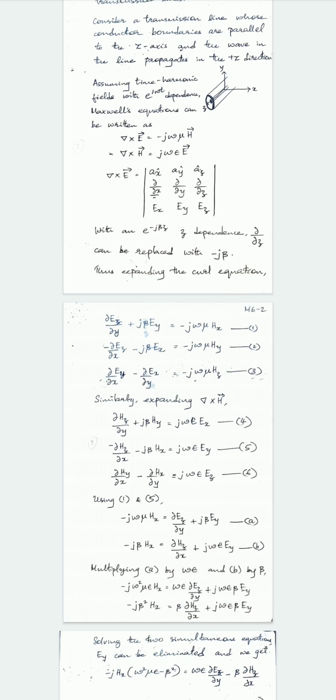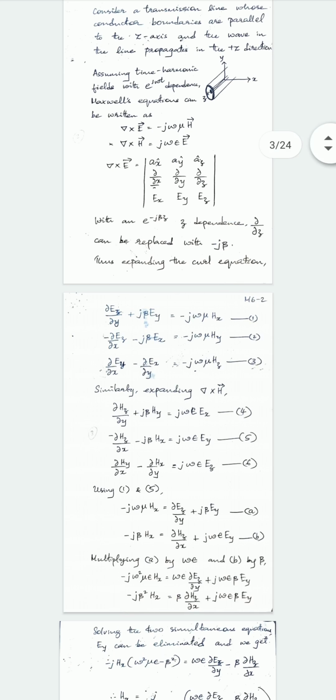Then you will get minus dou by dou x of Ez minus j beta Ex is equal to minus j omega mu Hy. Then dou by dou x of Ey minus dou by dou y of Ex is equal to minus j omega mu Hz. These are the three equations we get from the expansion of this determinant.